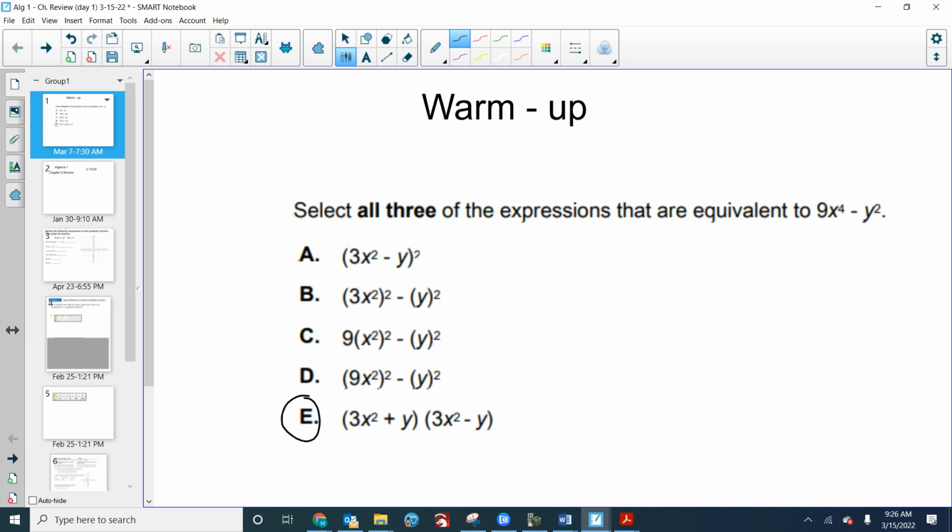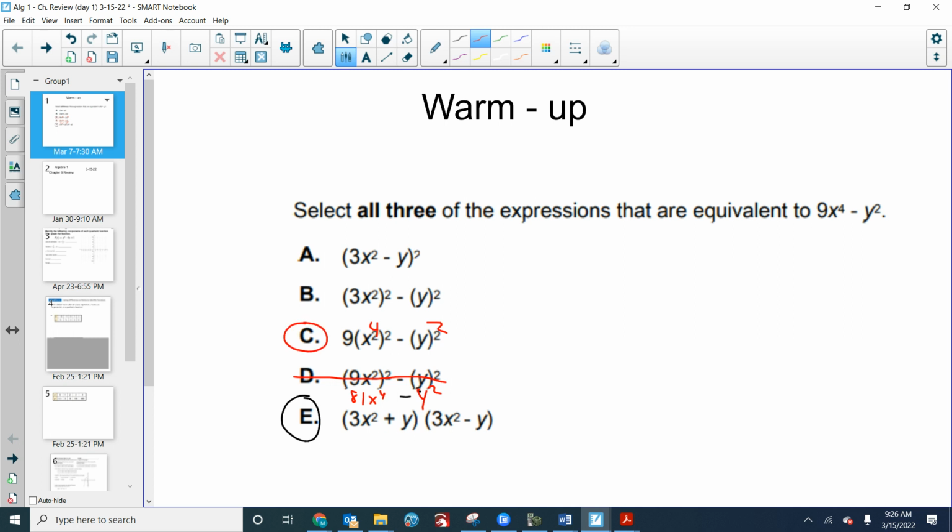Now, why wouldn't D work? Negative y squared is positive? No, because the negative's not being squared. So this would be negative y squared. The second term fits. But see how 9's in the parentheses there, guys? What's 9 squared? You'd have to square both of them here. This would be 81x to the fourth. That's out. See how 9's outside the parentheses? It's not being squared. This is 9x to the fourth minus y squared.